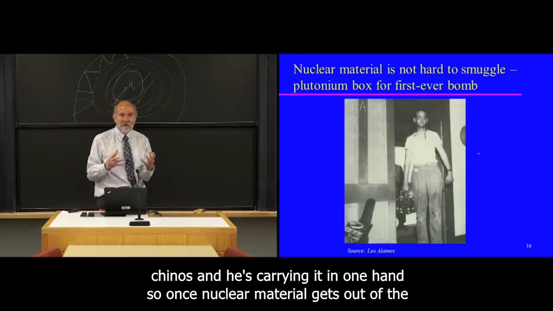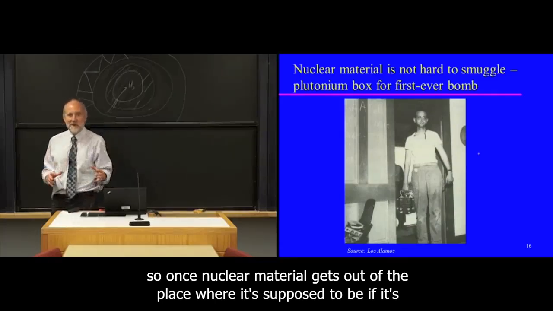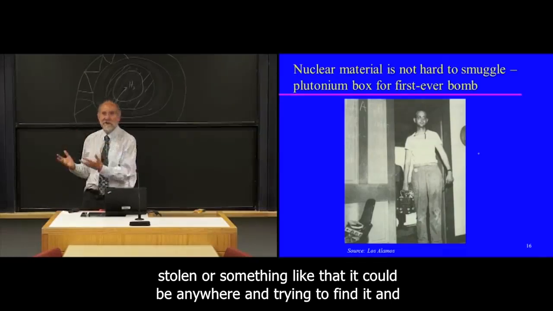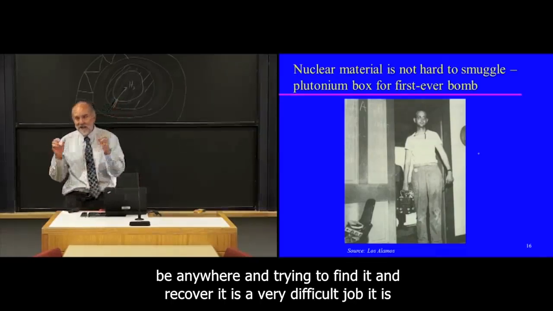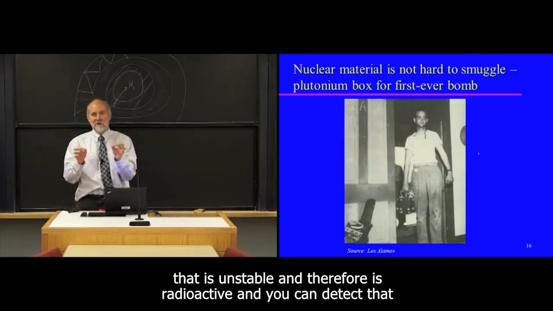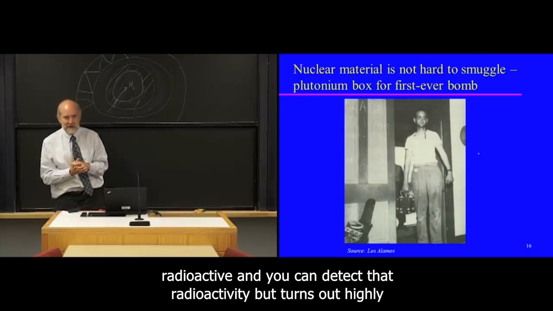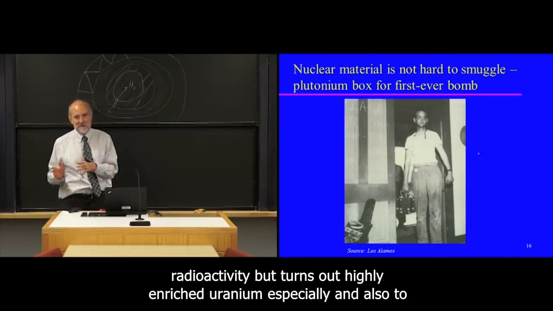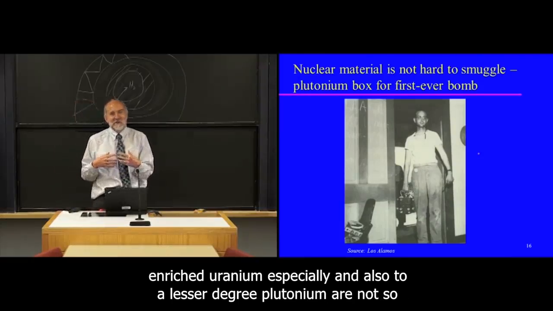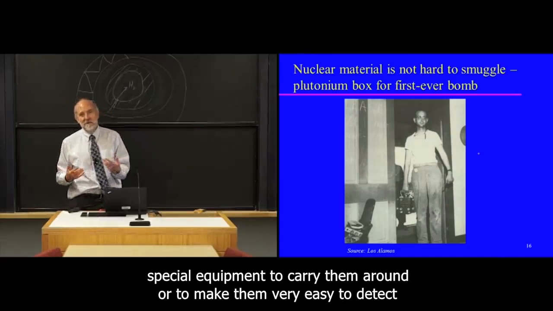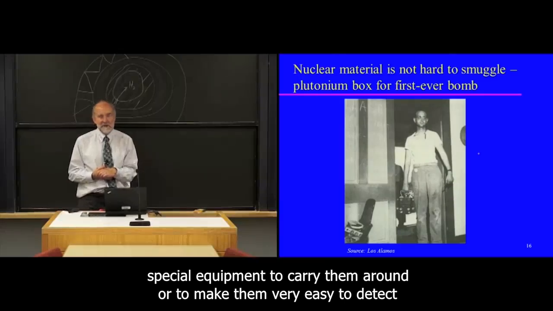So once nuclear material gets out of the place where it's supposed to be, if it's stolen or something like that, it could be anywhere. And trying to find it and recover it is a very difficult job. It is radioactive. Any material that you can make a nuclear bomb out of is an atom that is unstable and therefore is radioactive. And you can detect that radioactivity. But it turns out highly enriched uranium especially, and also to a lesser degree plutonium, are not so radioactive that they require special equipment to carry them around or that they are very easy to detect.